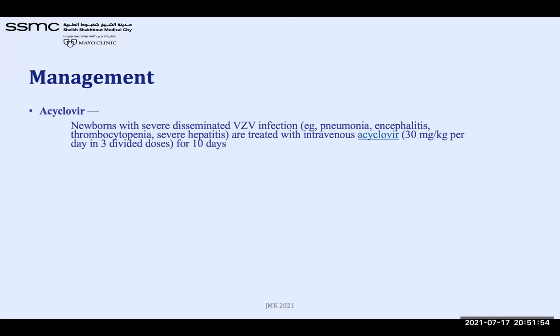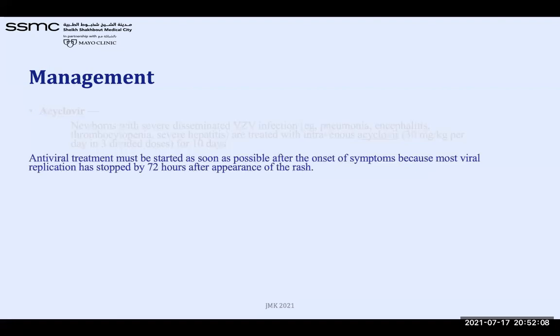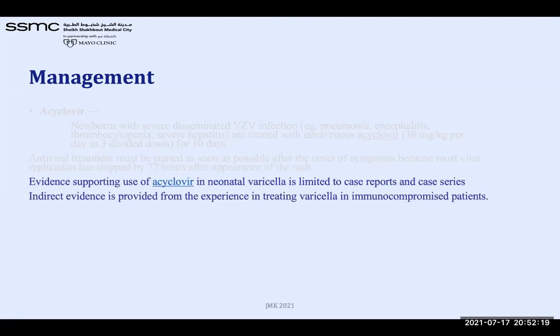How is the management? This is very important, that's why I want to tell all of you: newborns with severe disseminated VZV infection are treated with intravenous acyclovir 30 milligram per kg in 3 divided doses for 10 days. Antiviral treatment must be started as soon as possible after the onset of symptoms, because most viral replication has stopped by 72 hours after appearance of the rash.